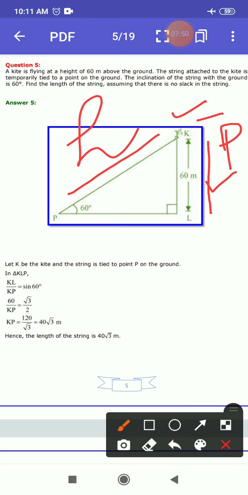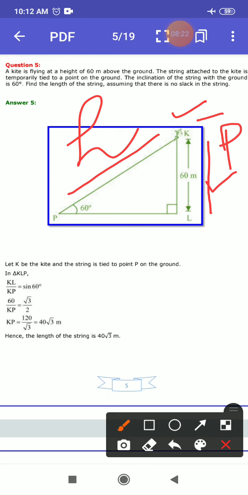Clear? Then after, KL is 60 upon KP, which you have to find. So 60 upon KP is equal to root 3 upon 2. So KP is equal to, you have to do cross multiplication here and find the answer. KP multiplied by root 3, so root 3 KP is equal to 60 into 2. That means KP is equal to 120 upon root 3.